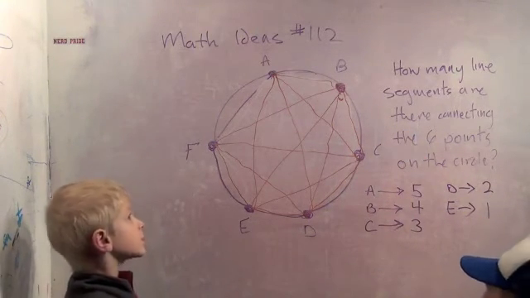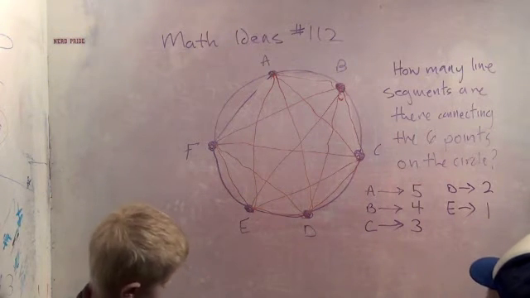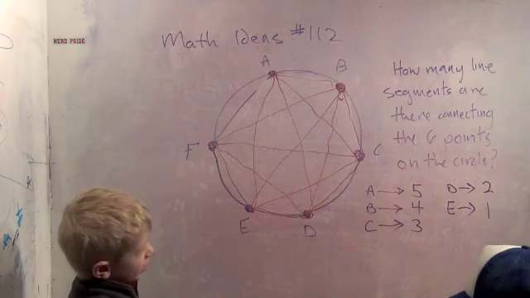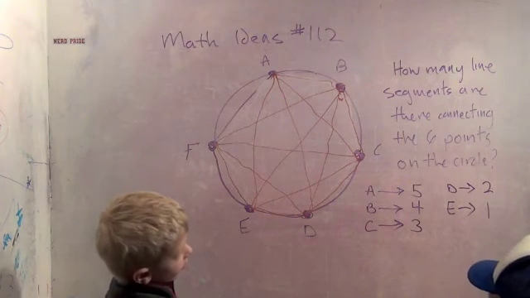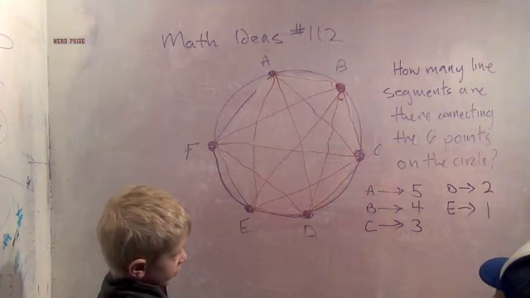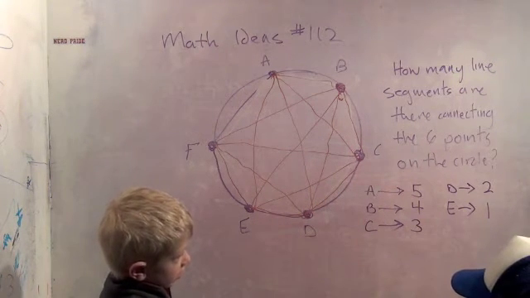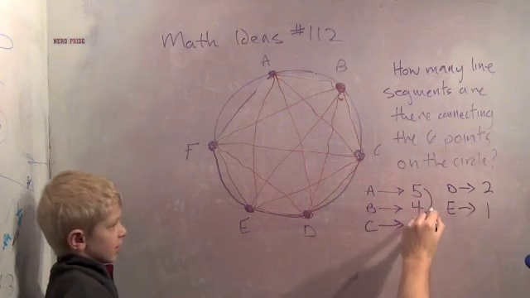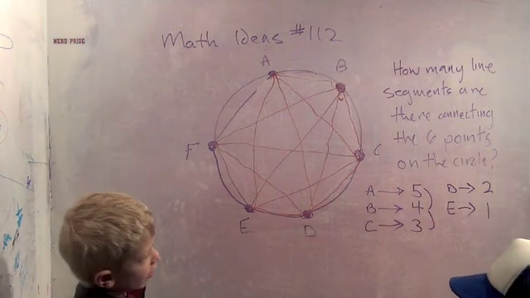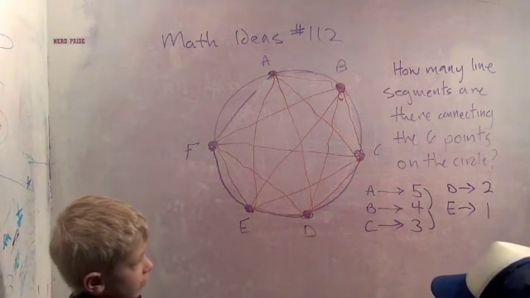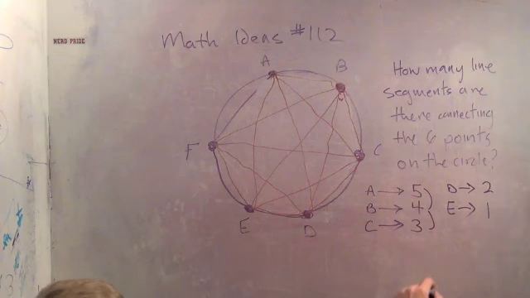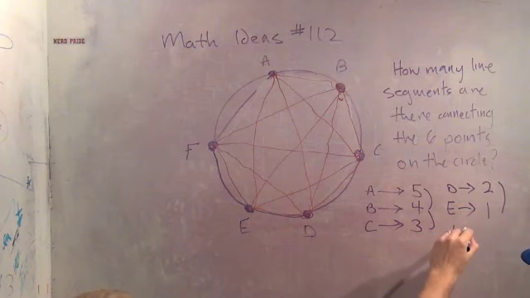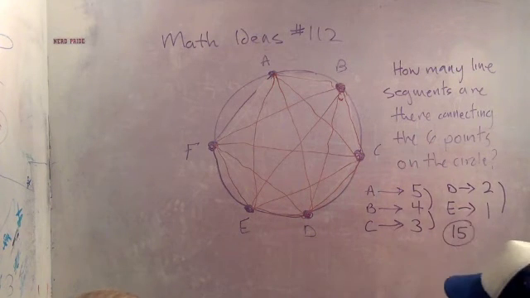Now we've drawn all the lines. How many lines did we draw? 5 plus 4 is 9. Plus 3 is 12. Plus 2 is 15. Plus 1 is 16. Are you sure? 5 plus 4 is 9. 9 plus 3 is 12. 12 plus 2 is 14. 14 plus 1 is 15. So we drew 15 lines.